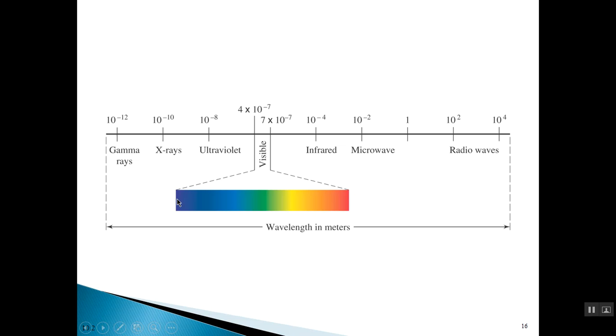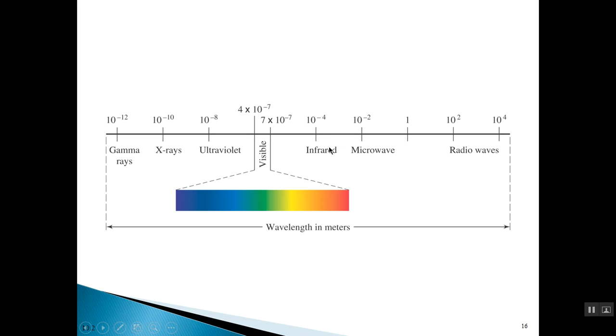So at one end, you have violet, indigo, blue, then you have green, and then you have yellow, then you have orange, and then you have red, right? So that's basically the electromagnetic spectrum. So as you can see, that part of the EM spectrum that our eyes are sensitive to is a very small part, all right?